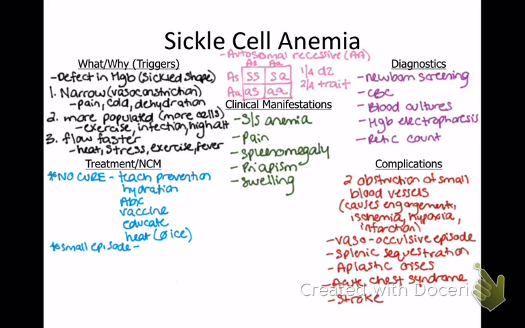With this small episode, we can do NSAIDs like ibuprofen, Tylenol, and PO opiates like codeine. During more severe crisis, this is when they need IV pain meds like morphine or Dilaudid.